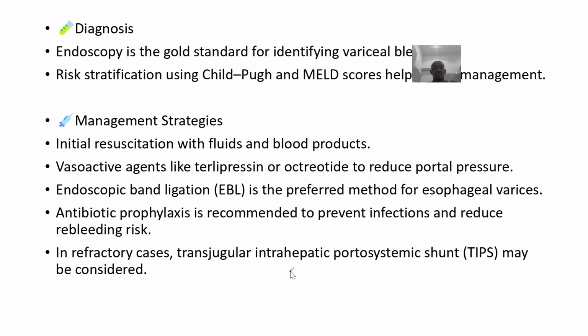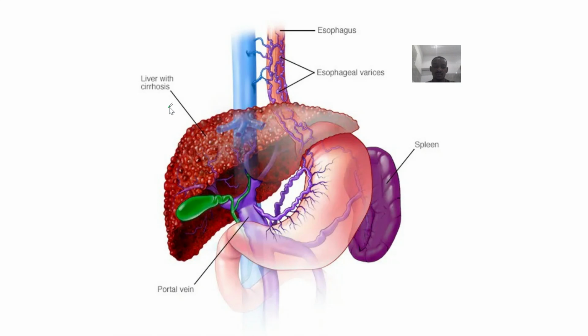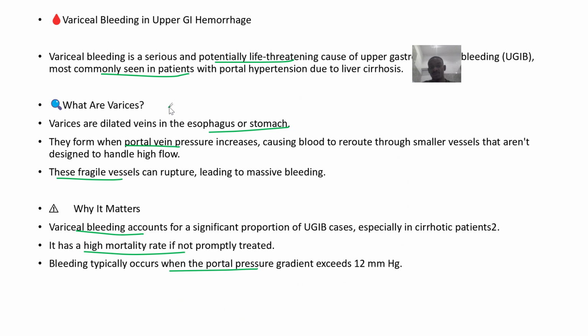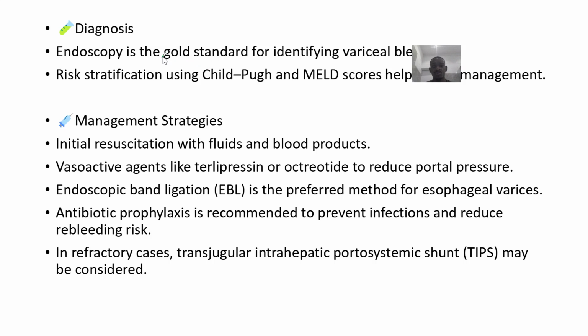Okay, so diagnosis. They have to do endoscopy. Endoscopy is a nice one for this. Endoscopy is the gold standard for identifying variceal bleeding. Now, they basically stratify the risks. Stratifying the risks is more like grading the risks to know the severity of the condition you are dealing with. In grading the risks, they use things like the Child-Pugh or the MELD score, which we'll be talking about later on.